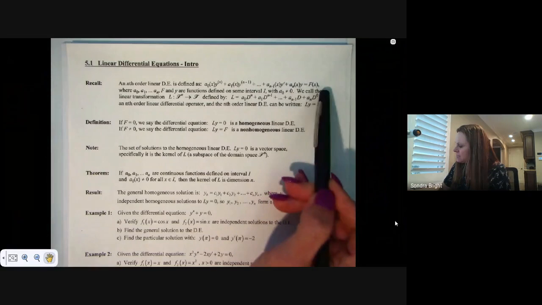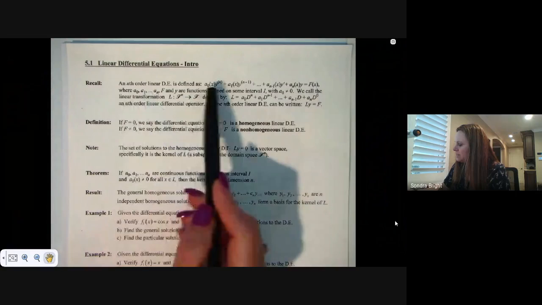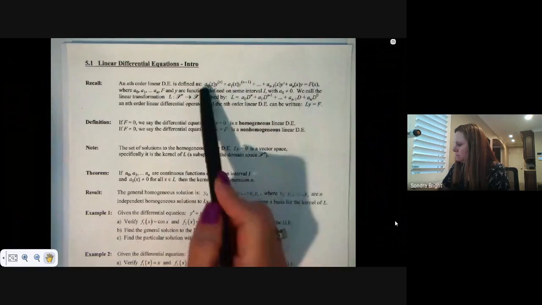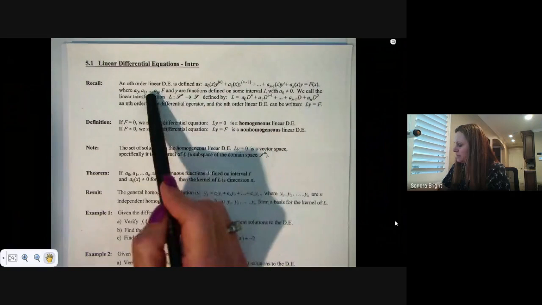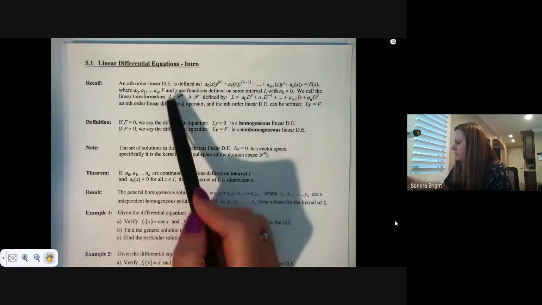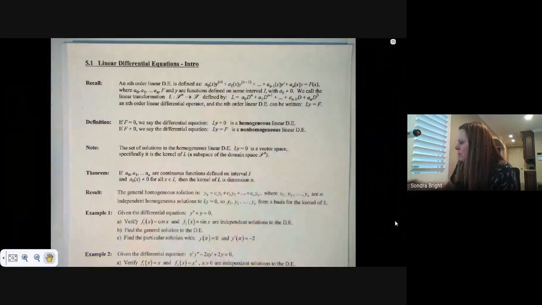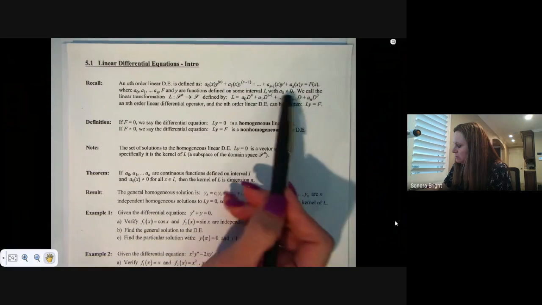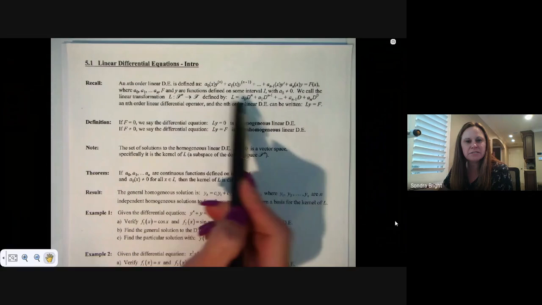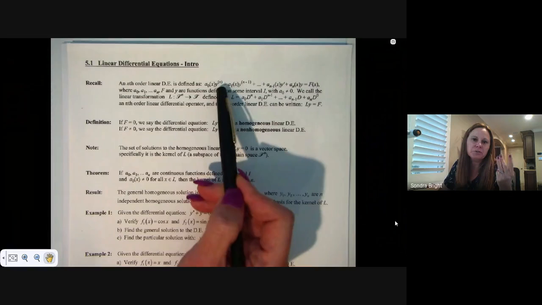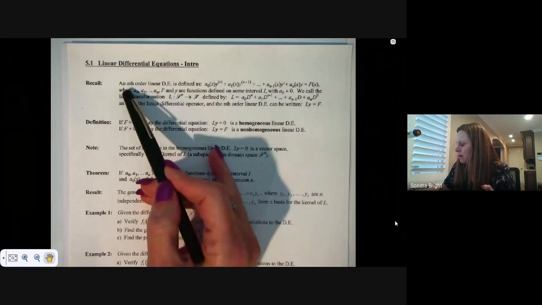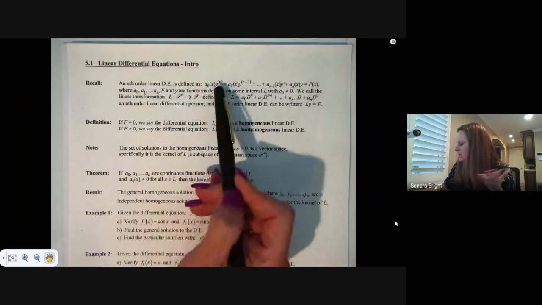where each of these coefficients, a naught, a1, all of these, and big F are functions. So all of the a's are functions defined on some interval I. The big F is some function defined on some interval I, and so is y. A naught can't be 0 because otherwise it wouldn't be nth order. Remember, the nth order is the highest order of your differential equation. So if it's the third derivative of y, then it would be third order, right? But if a naught is 0, then you wouldn't have this term. So that's the only reason why it says that.